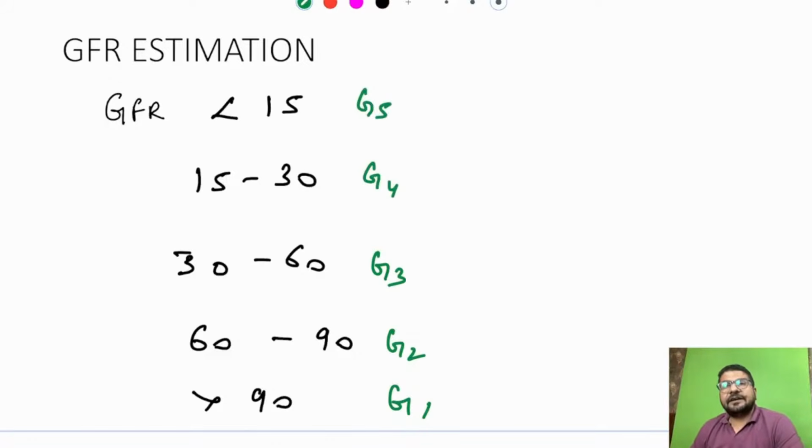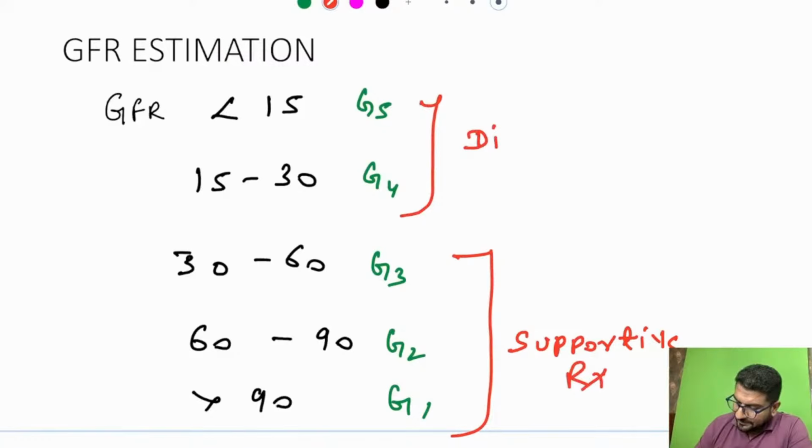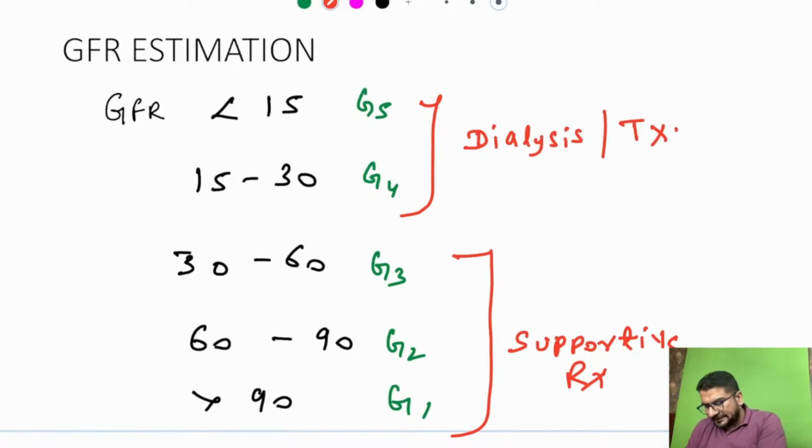So when will you say grade 5 CKD? When GFR is less than 15. Now understand, we have G1, G2, G3. In G1, G2, G3 the treatment will be supportive. So we do supportive treatment. In G4, G5, the treatment will be either take the patient to the dialysis department and do dialysis, or we can offer a transplant. We will do dialysis or transplant, right? So this is the CKD classification which you have to remember.